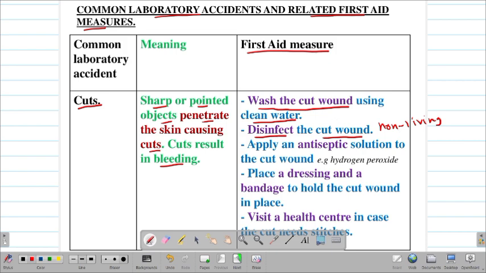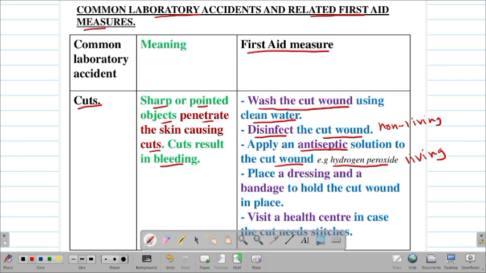Then the third first aid measure is that you're supposed to apply antiseptic solutions to the cut wound. An example of an antiseptic solution in the laboratory is hydrogen peroxide. Remember, antiseptics are used on living tissues, for example, the skin, to kill the microorganisms causing infections such as the bacteria, virus, and the fungi.